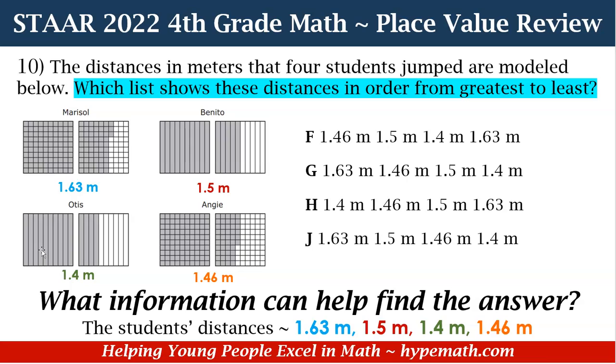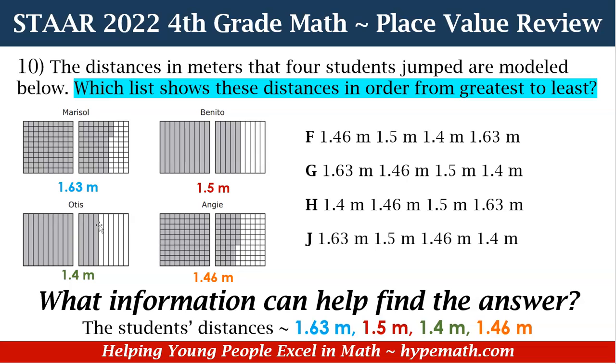Now let's move to Otis. Otis has a fully shaded tens block. We know that represents 1. Now let's move to his second block. In his second tens block, we're going to count the fully shaded columns. It's 1, 2, 3, 4. There are 4 columns shaded, and that is why Otis's distance is 1.4 meters, or 1 and 4/10.